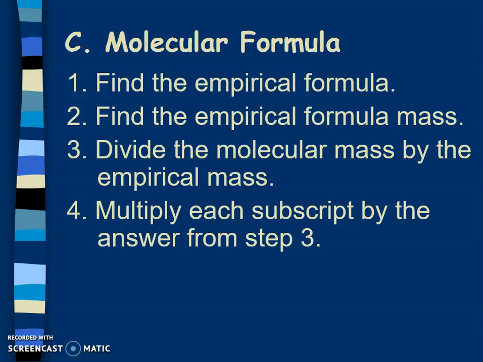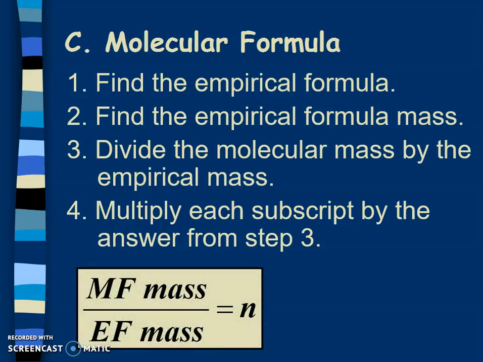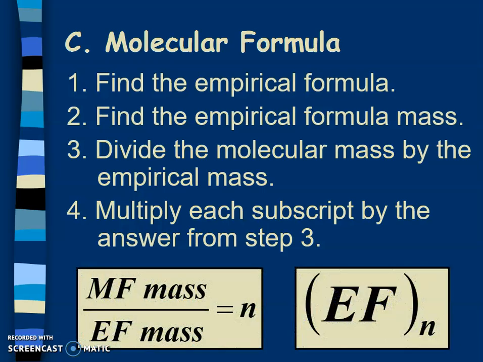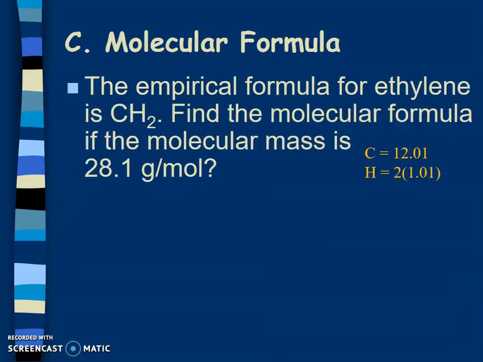Then, once you've done that division, you will multiply each subscript in the empirical formula by the answer you got in step 3. So molecular formula mass divided by empirical formula mass. Multiply the subscripts by that number. Let's do an example problem.